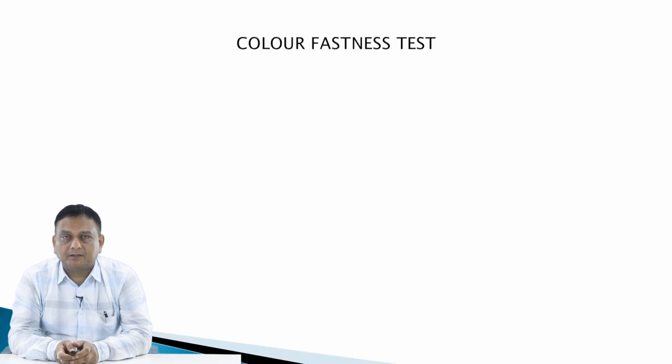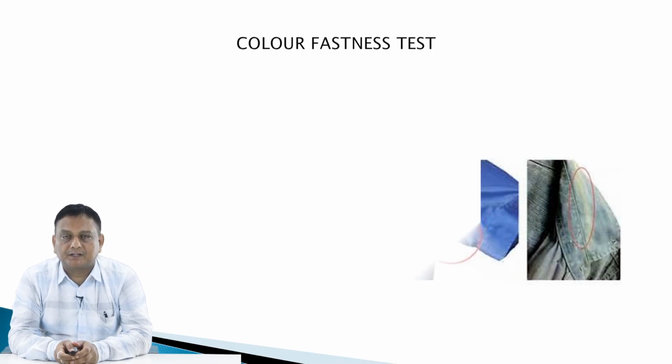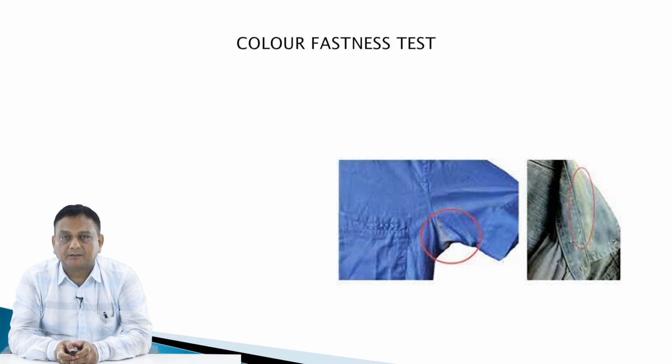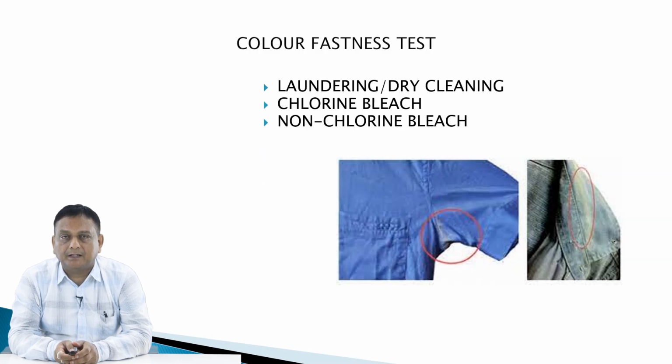And after that, the testing of color is very important. We call it the colorfastness test. Different kinds of testing methodologies are there for that, and you can see the change of color in different areas of the garment. So laundering, dry cleaning, chlorine bleach, and non-chlorine bleach play an important role in it.